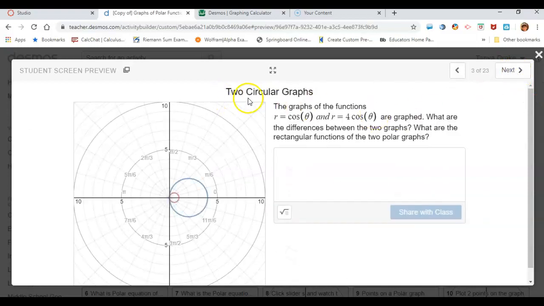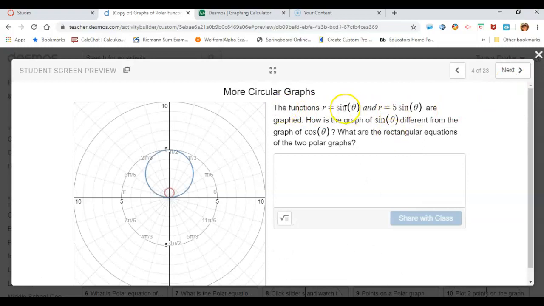Next, we will have two circular graphs, but this time they are shifted to the right, and hopefully they will recognize that the red one is r equals cosine theta, and the blue one is r equals 4 cosine theta, noticing that 4 cosine theta has a diameter of 4 and cosine theta has a diameter of 1. And hopefully, just as the screen before, they should be able to write the rectangular equations for those two graphs.